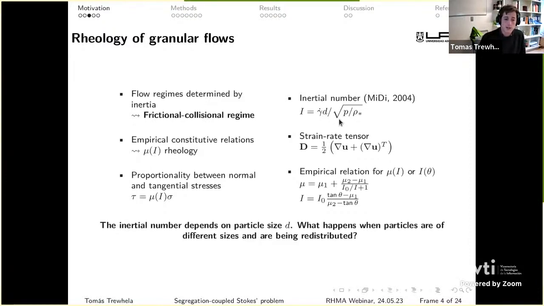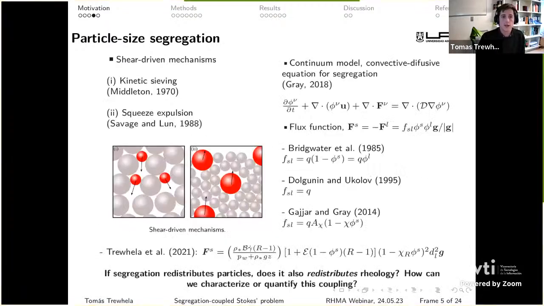So the first question that comes up is, what happens when particles are of different sizes? And not only that, but also what happens when these particles are redistributed? As I said, when you shake a granular bulk, it will redistribute these particles. So what happens with the rheology for such a clear dependence? And that's when particle size segregation comes into play.